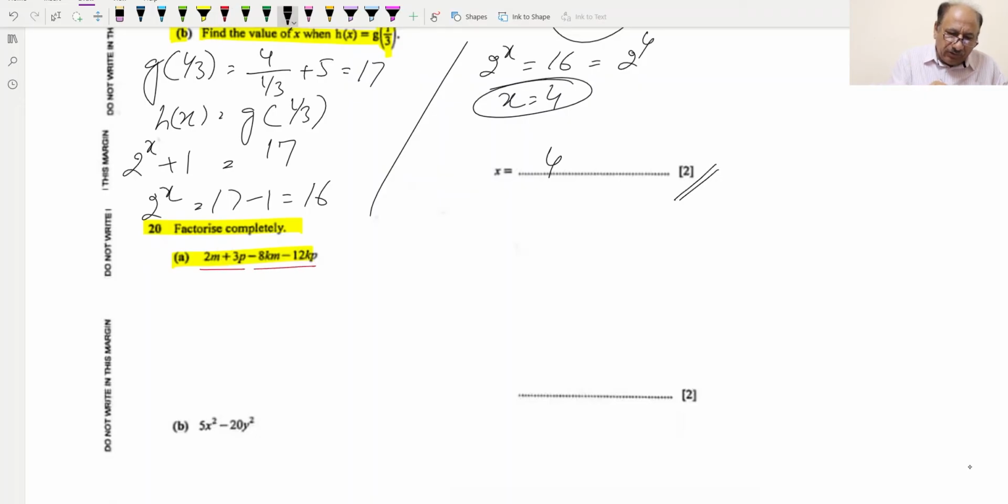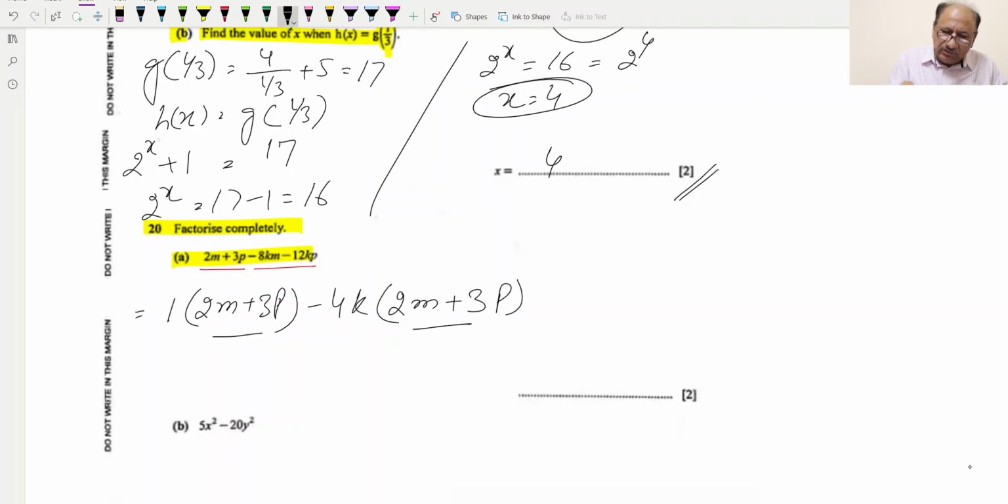From the first pair we can take 1 common, and inside will be 2m plus 3p, and from the second pair we can take minus 4k common, and inside will be 2m, and plus this will be 3p.